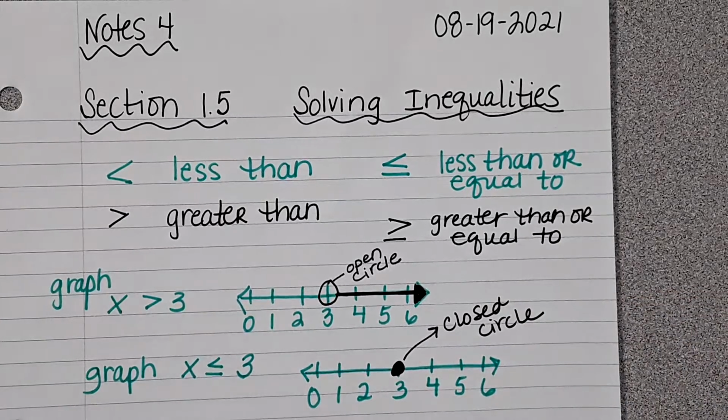Now, which way am I going to go? Do I want numbers that are less than 3? Or do I want to go towards the 1 and the 0? Or do I want to go towards the 5 and the 6?